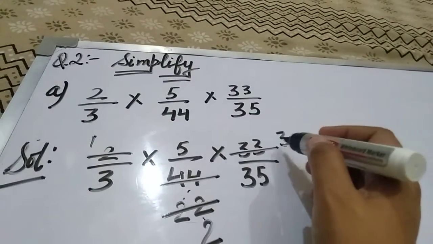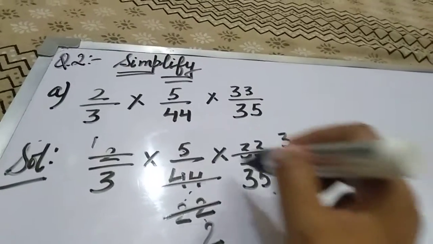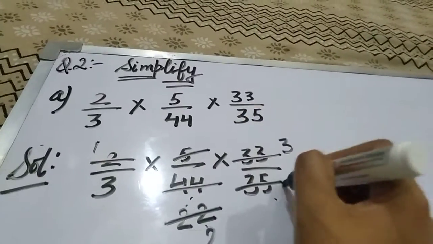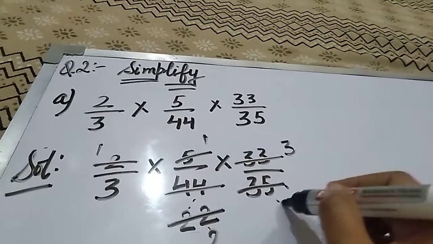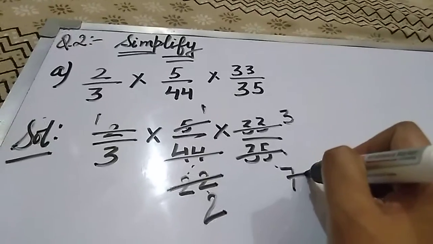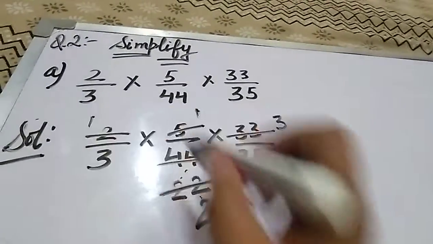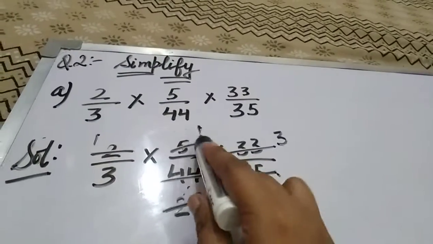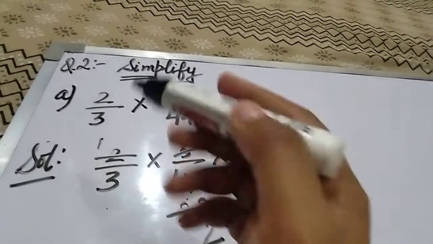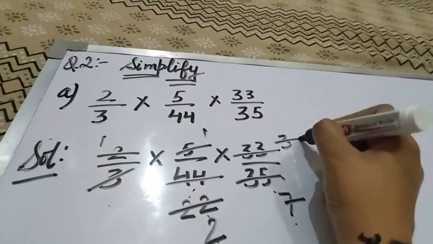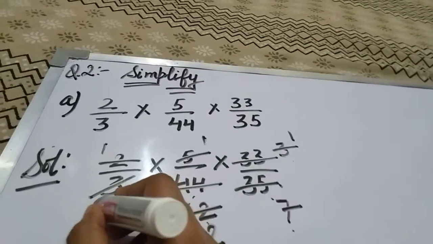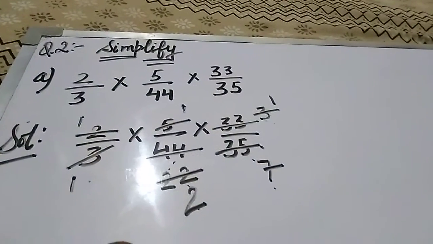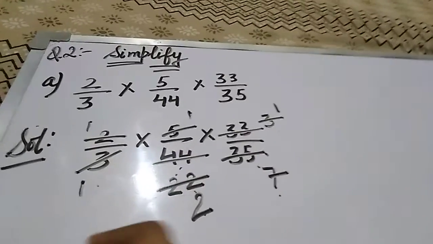After that again check in the cross form. Here is 5 and 35. 5 is divisible to 1 and 35 to 7. Now check in the cross form. 1 and 2 not possible. 1 and 7 not possible. 1 and 3 not possible. 3 and 3 yes, because on the table of 3 both can be divided. It's clear. Now there is no common factor in the numerator and denominator.